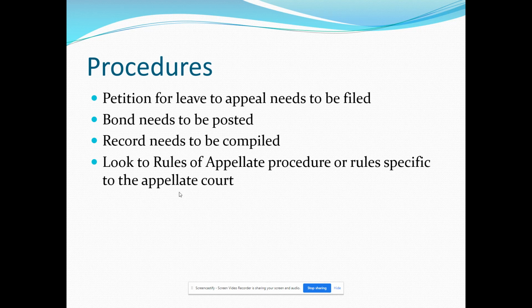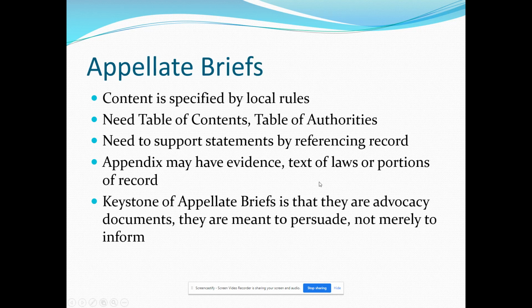Procedurally, you need to file a petition for leave to appeal. A bond needs to be posted, the record needs to be compiled, and if you are helping someone or working at a firm where they're doing an appeal, you have to look to the rules of appellate procedure and rules specific to this appellate court that make sure you're doing everything correctly with the way the documents should be looking, the timeline. You can't miss deadlines. You're totally out of luck if you miss deadlines on appeal.